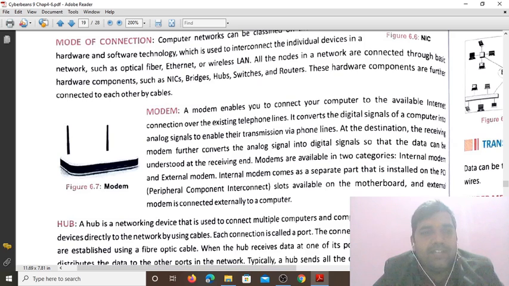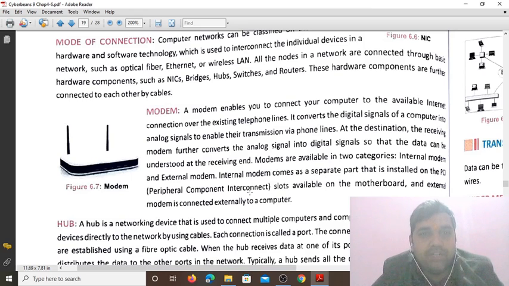Since this modem carries analog signals, but computers generate digital signals, first of all this modem will convert the computer's digital signals into analog signals, and after that it will transfer them over the phone lines. Now at the destination, the computer again has a modem, and that modem will do the demodulation work. It will convert the received analog signals from the telephone line into digital signals again, which the computer will be able to read.